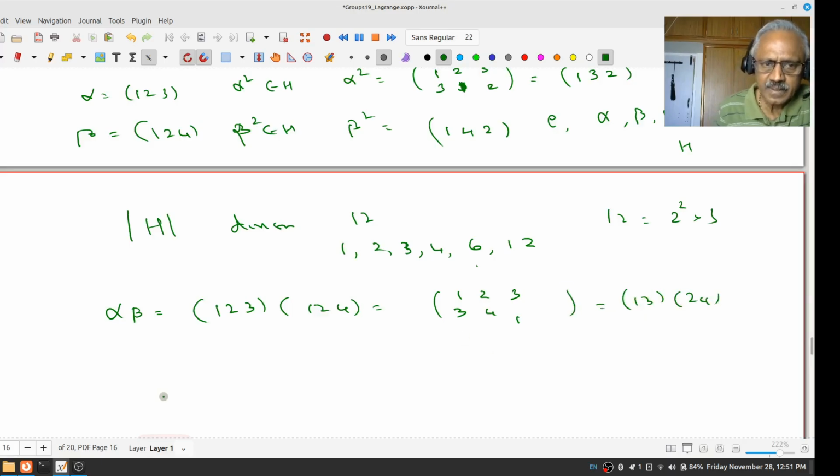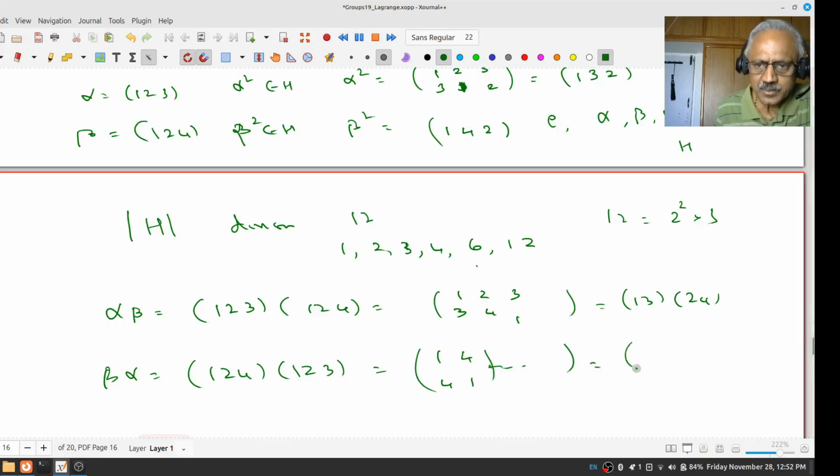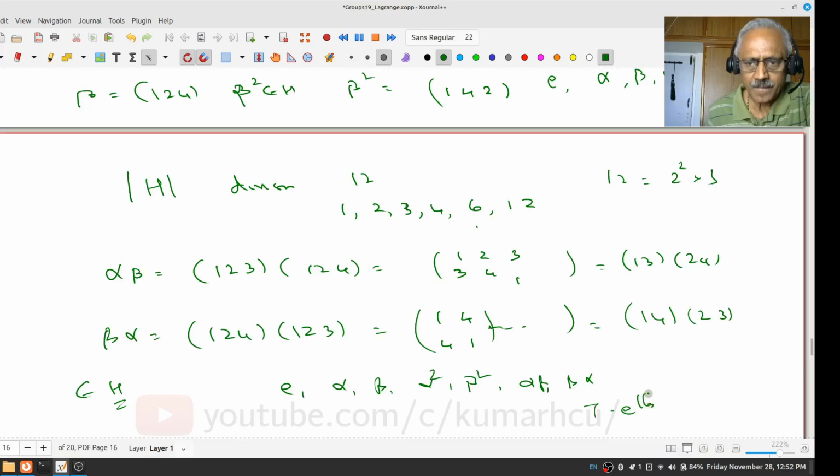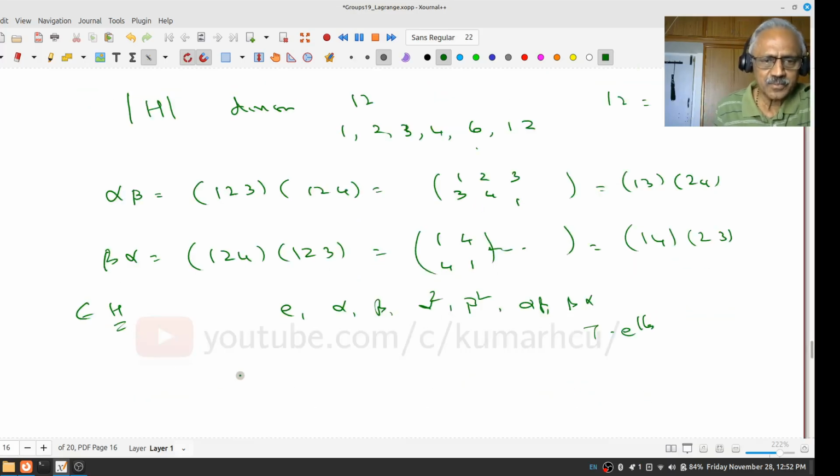Do you understand this? And what is beta alpha? Beta alpha is (1 2 4)(1 2 3). Therefore 1 goes to 2, 2 goes to 4, and 4 goes to 4, 4 goes to 1. Therefore it must be (1 4)(2 3). Now all these elements must be in H. Notice that identity, alpha, beta, alpha squared, alpha beta, beta alpha, they are all distinct, 7 elements, and they are all in H. Therefore H must be all of A4.